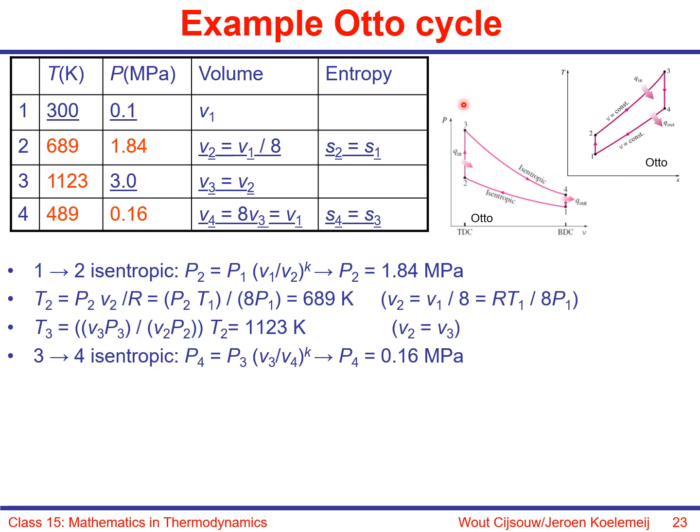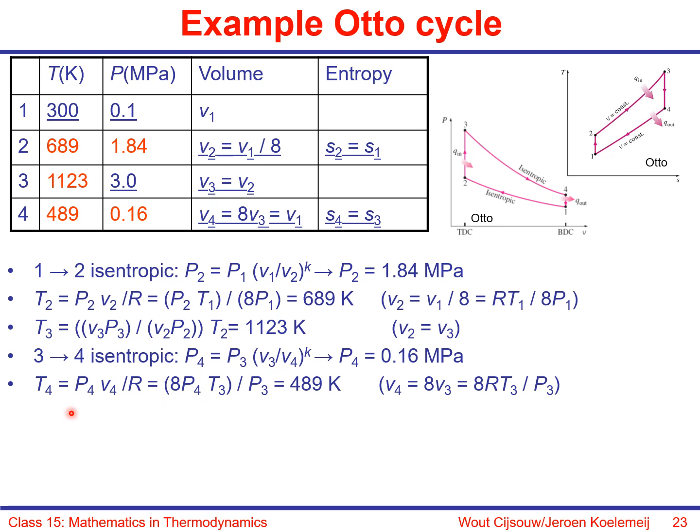Now going from 3 to 4, that's an isentropic expansion. So we can use one of our isentropic relations again to find the final pressure of this process, which turns out to be this 0.16 megapascal. So notice there's still some overpressure at the end of the cycle, just before we get rid of the combustion gases.